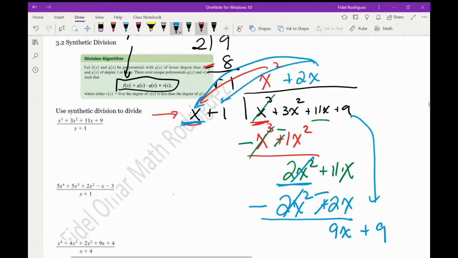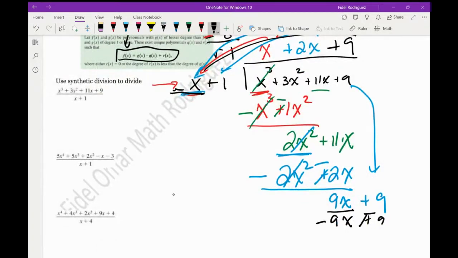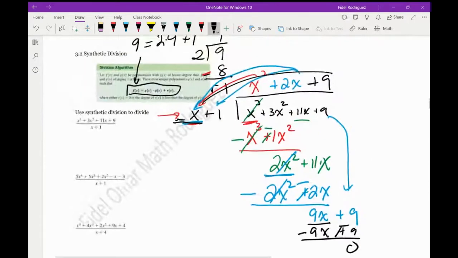And then I'm going to do this even one more time, and I'm going to say, look, what do I got to multiply x by to get a 9x? And you'd say, oh, just a 9. So 9 times x would give me a 9x, and 9 times 1 would give me a 9. And we would subtract them both, and we'd end up with 0, right?